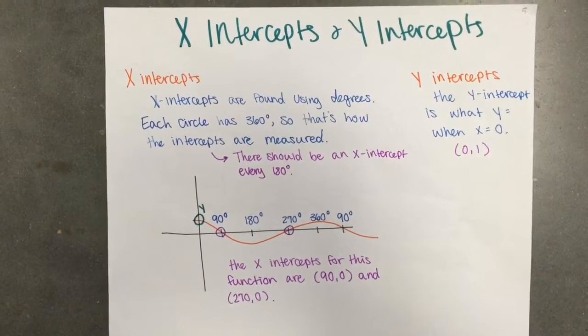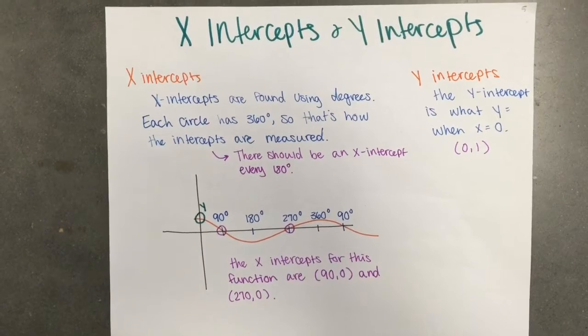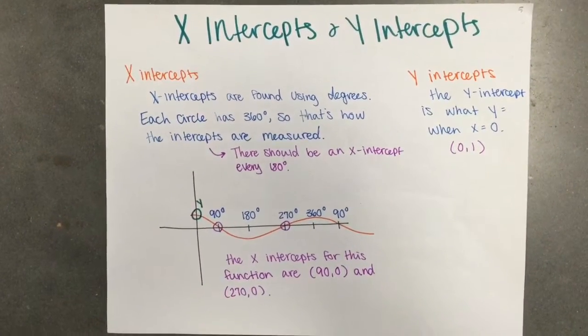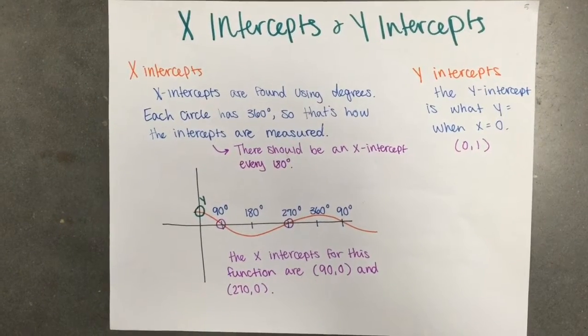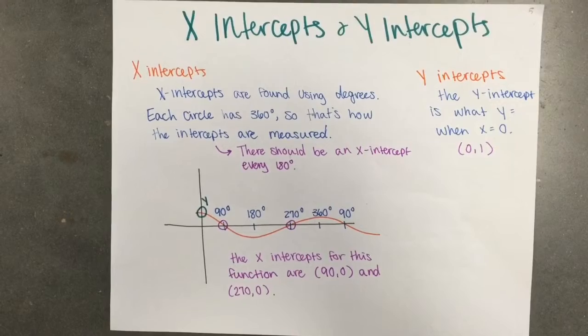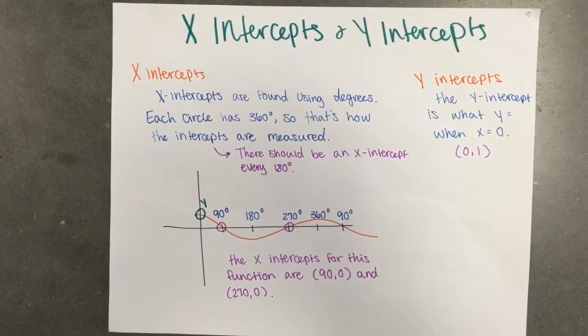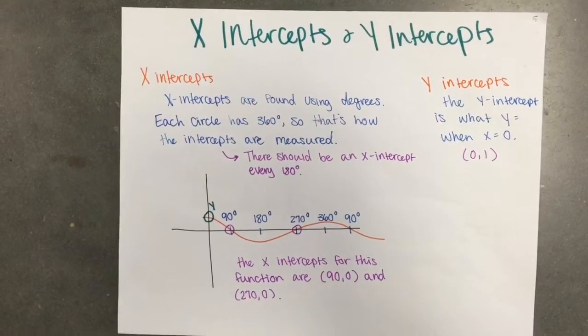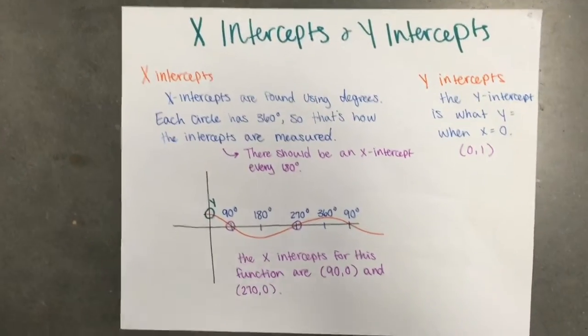The wavelength you see on the graph comes together to create a circle. Each circle forms a period of 360 degrees, after which it starts over at 0 degrees. The line crosses the x-axis at (90 degrees, 0) and (270 degrees, 0). Starting at 90 degrees, you should have a crossing every 180 degrees.